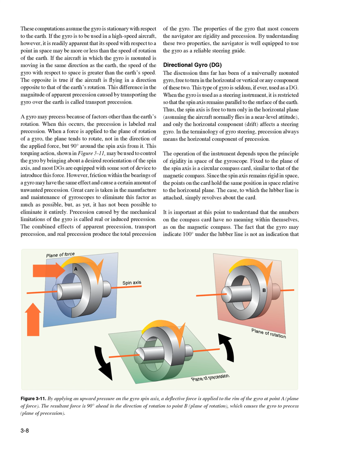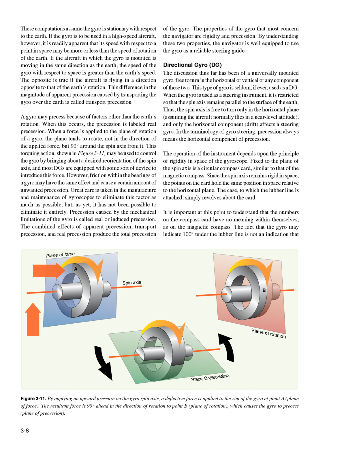The properties of the gyro that most concern the navigator are rigidity and precession. By understanding these two properties, the navigator is well equipped to use the gyro as a reliable steering guide. Directional gyro, DG. The discussion thus far has been of a universally mounted gyro, free to turn in the horizontal or vertical or any component of these two.